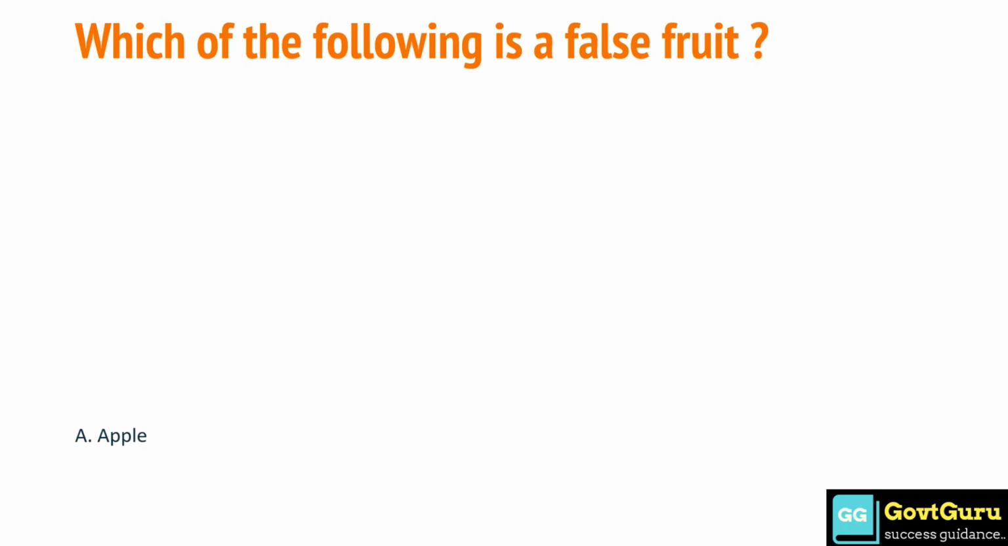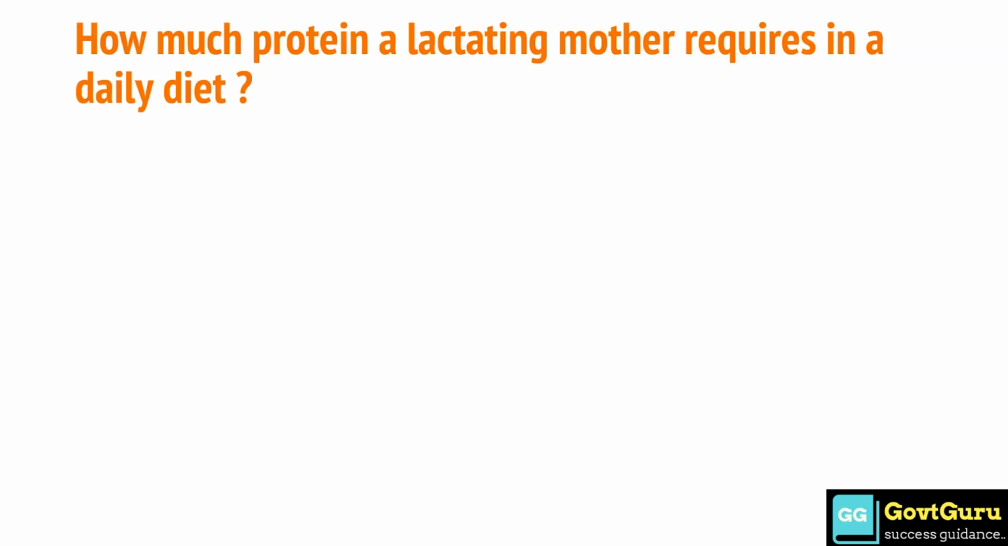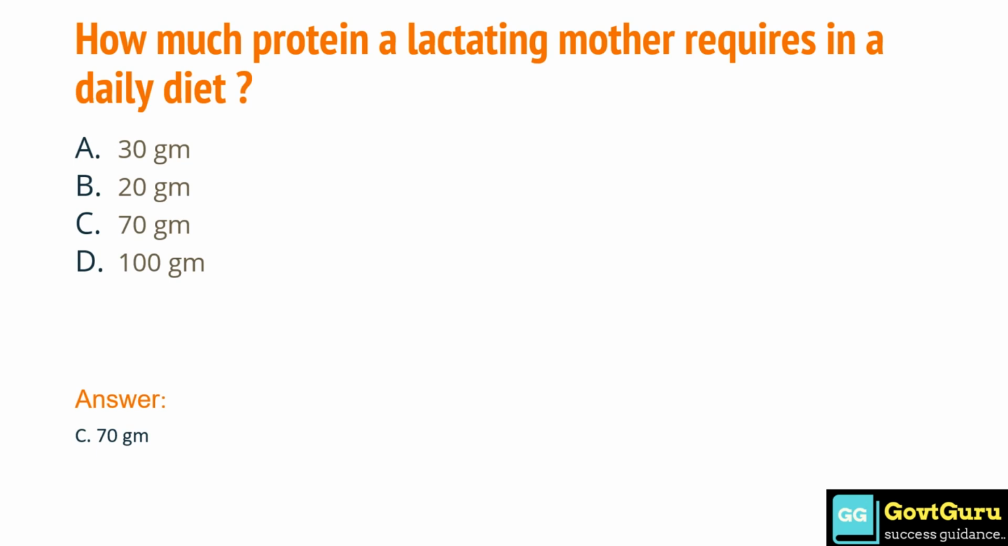Which one of the following is a false fruit? Option A apple, option B betel nut, option C mango, option D cashew nut. So the answer is apple, option A. How much protein a lactating mother requires in a daily diet? So option A 30 gram, option B 20 gram, option C 70 gram, option D 100 gram. So the correct answer is option C, that is 70 gram.